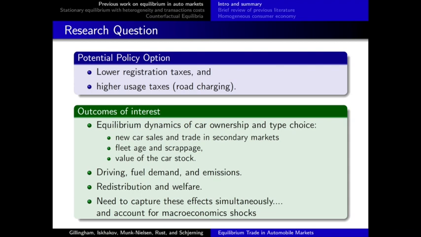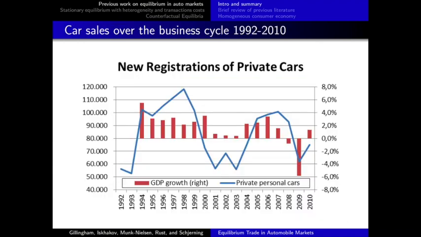Beyond this, and this is something we already talked a little bit about, you also need to account for the macroeconomic shocks. Because of the pro-cyclicality of the demand for cars, that's transmitted down through the distribution of the car fleet, as we'll see. Okay, so here's what I mean.